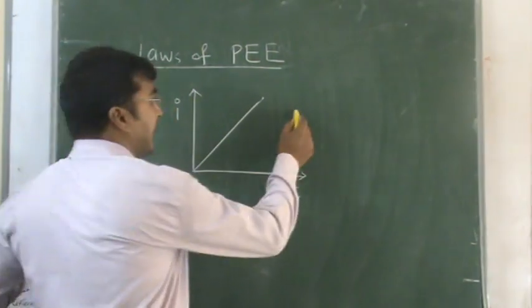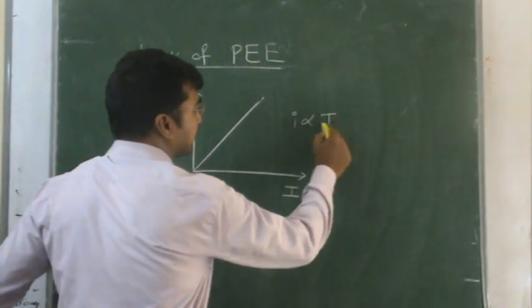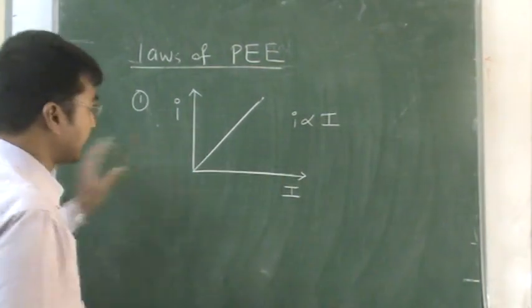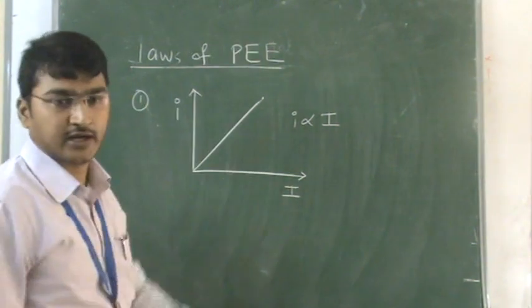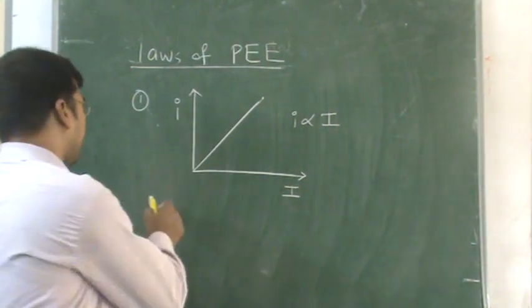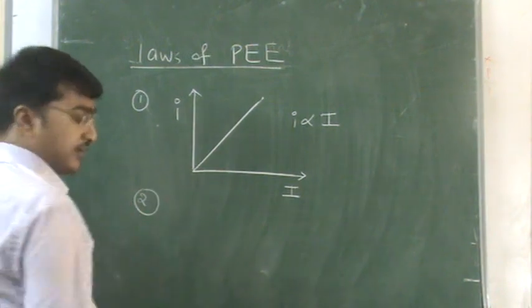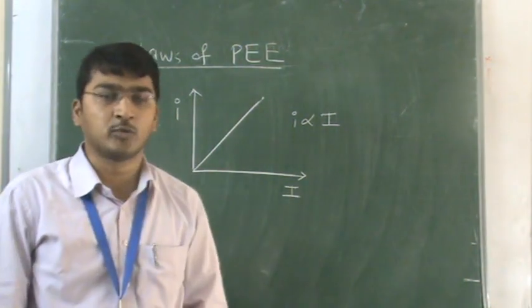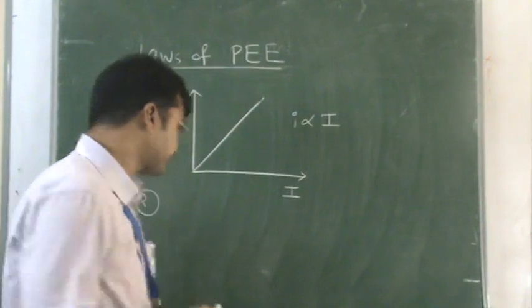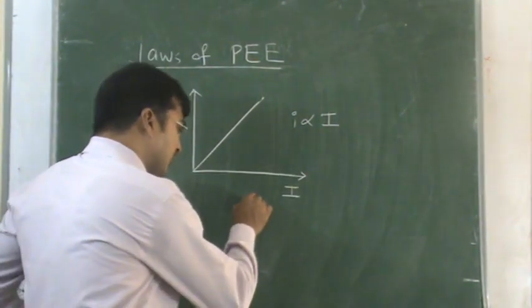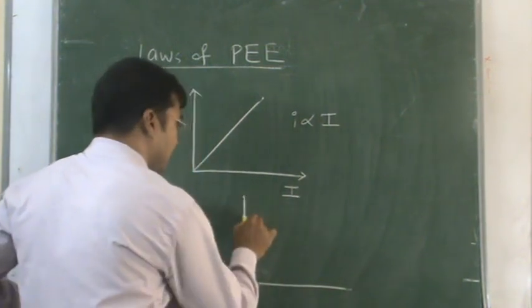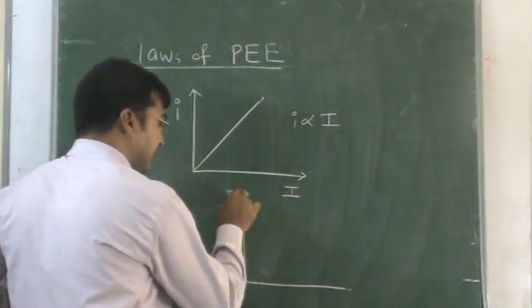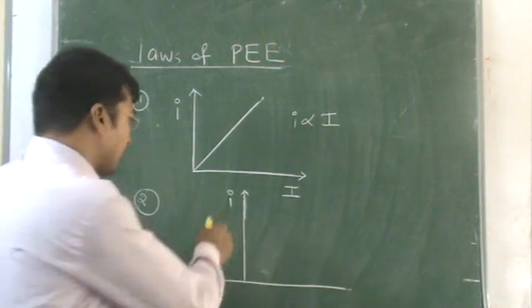So what I said, I is directly proportional to I, a directly proportional relation. As intensity increases, photocurrent also increases. Okay, that's one. The second graph is about photocurrent. I am indicating photocurrent as small i, that we know.